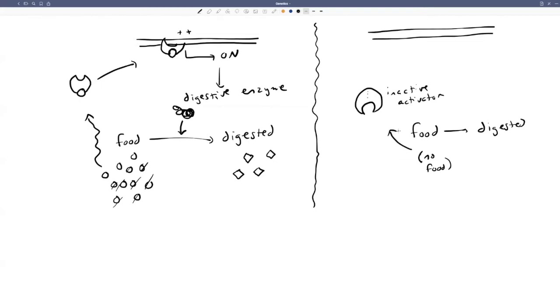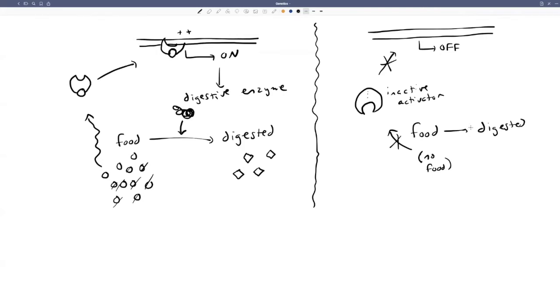or if the food molecules were never there, then nobody's there to interact with the activator. So the circle molecule that was interacting with the activator before to activate it is not there, and that keeps the activator off and prevents it from attaching to DNA. And transcription is off, and no enzyme is made to digest the food that doesn't exist. So the two states of this activator, being activated on the left or inactivated on the right, really control whether the enzyme is made that would digest the food.